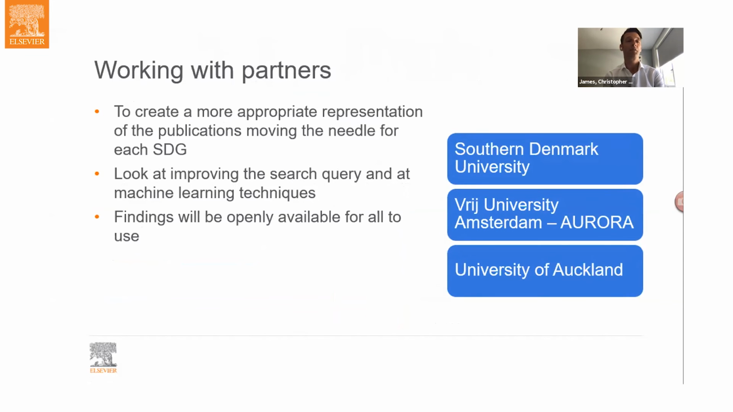So what we're doing is we're actively working with some university partners to improve the mapping that we have of these documents to the SDGs. So working with Southern Denmark University, the Vrije Universiteit Amsterdam, it's actually the Aurora group based within them, and the University of Auckland. So these universities actually co-presented with me back in November last year when we launched the SDGs on SciVal. And we are working together to improve the search queries and also to look at machine learning techniques that can be used to find papers that search queries may miss out.